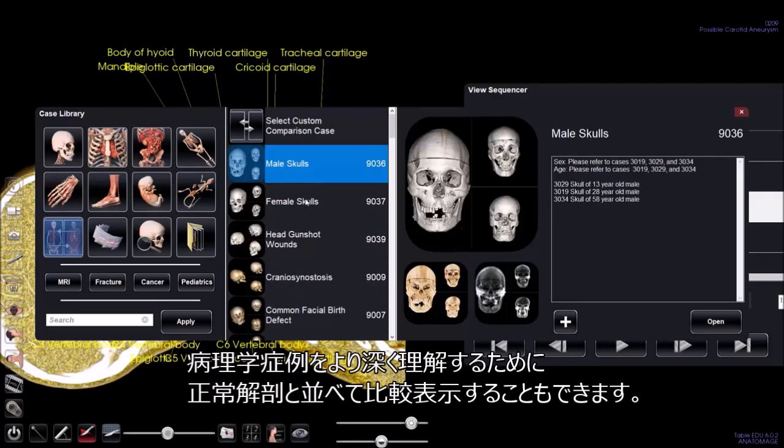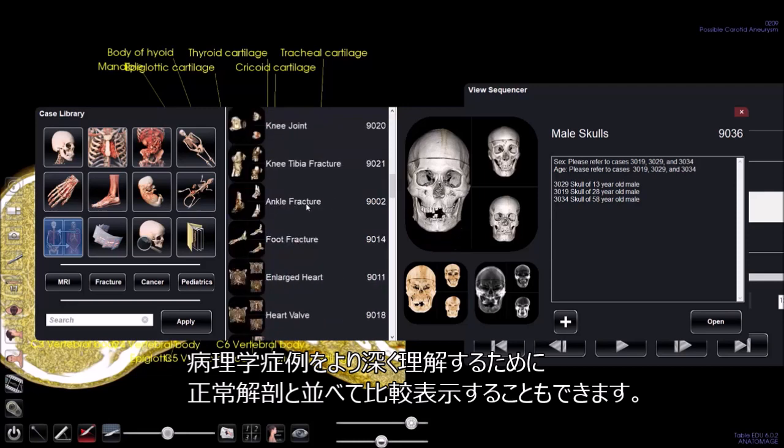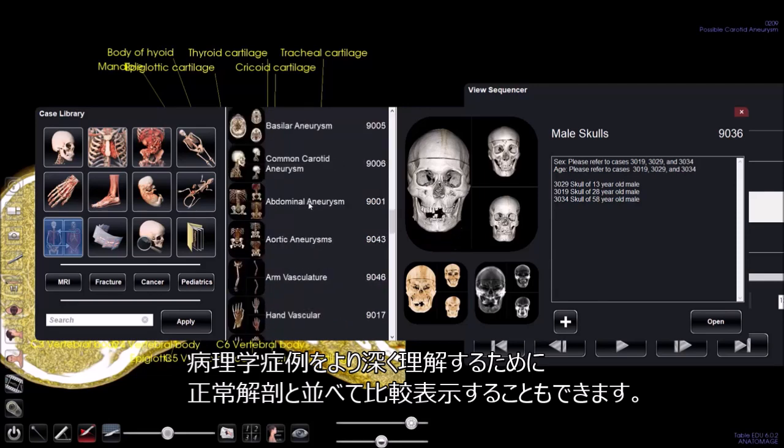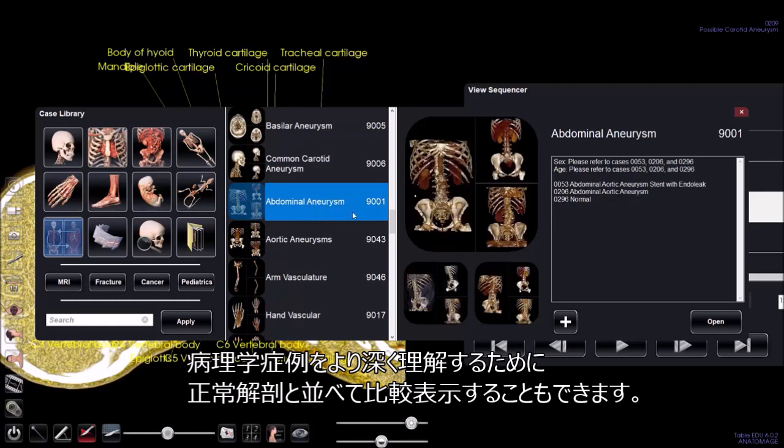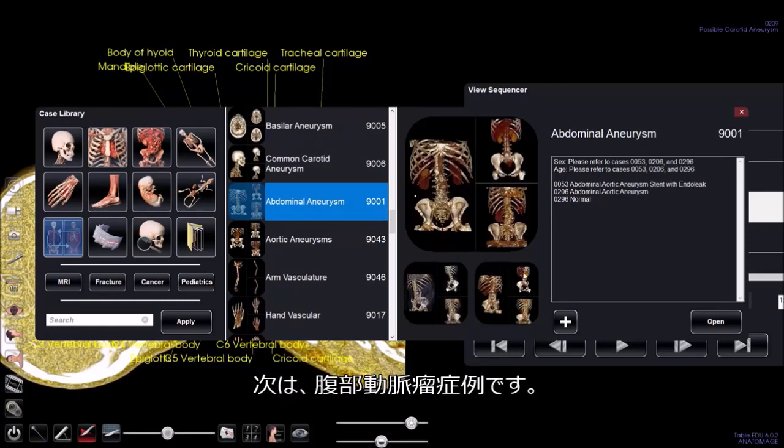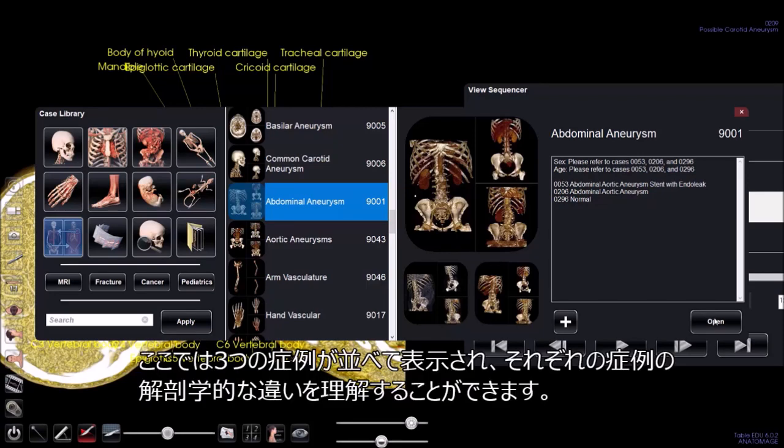We can even go in and show comparison cases between what a pathology case would look like side by side with normal anatomy to get a better in-depth understanding of what a pathology might look like. What we're going to explore next is an abdominal aneurysm case where we can see 3 cases laid out side by side and get a better understanding of what each of these cases looks like and the anatomical differences between them.